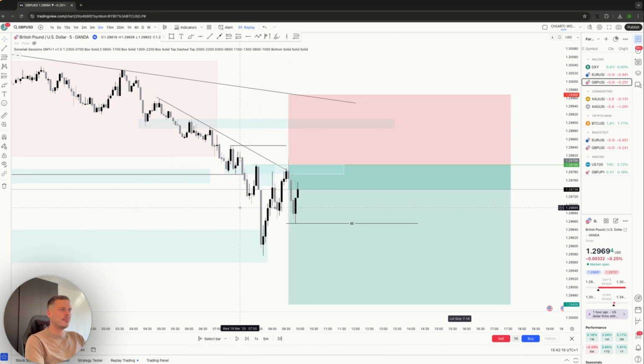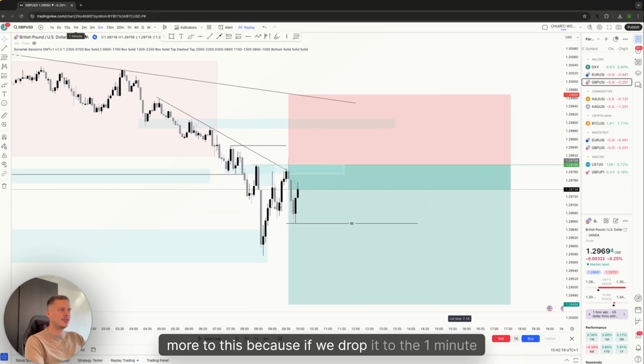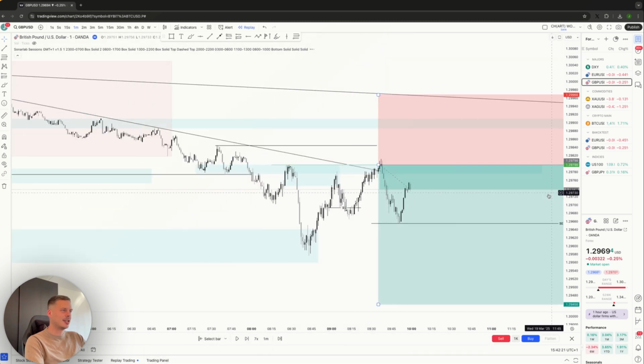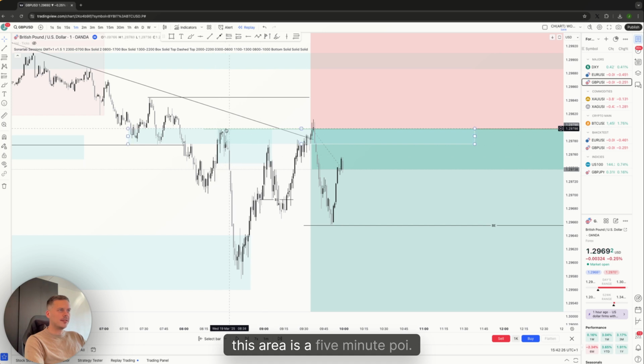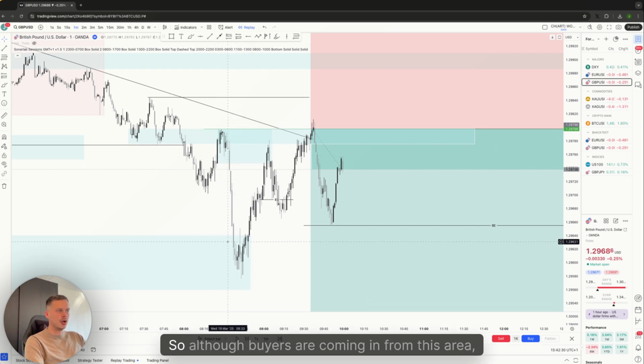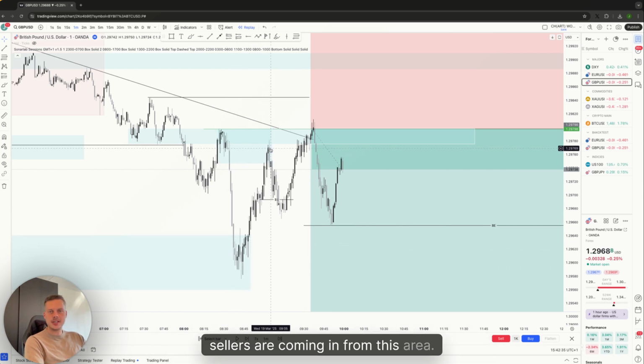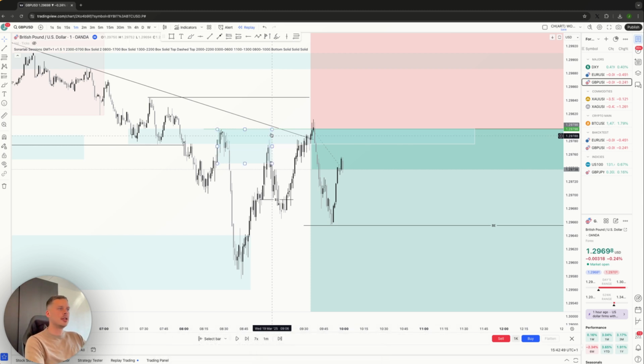But there was more to this, because if we drop it to the 1 minute price action, we can see that this area is a 5-minute POI. What do we have? We have a high and a low. So although buyers are coming in from this area, sellers are coming in from this area. So I already knew if price comes in and trades into that 5-minute POI, we will see early sellers coming in. And that's what I like, because I need people to get induced in the market before I even think about entering.